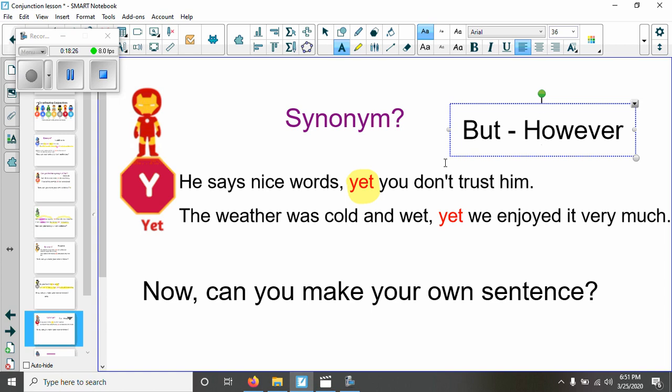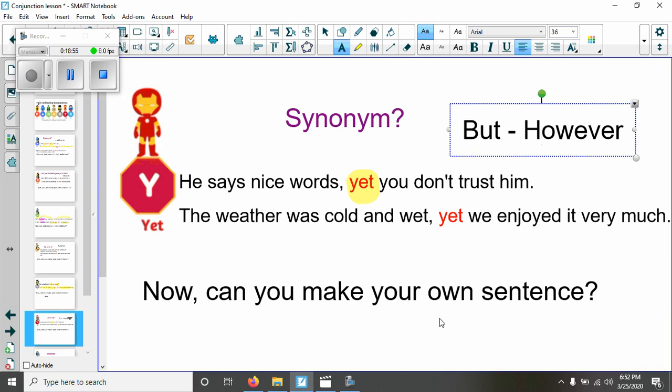Maybe in time you will understand that yet should have a strong, a very surprising contrast. Now, can you make your own sentence? If you don't know how to use yet, try to use but, and then take away the but and put yet.